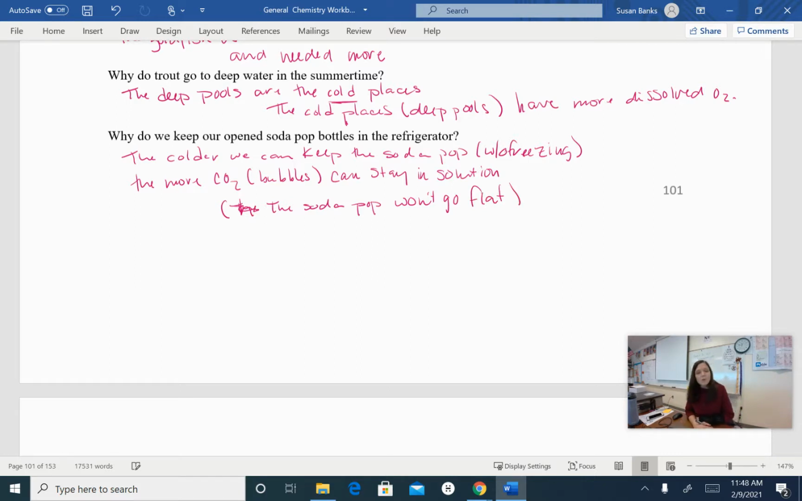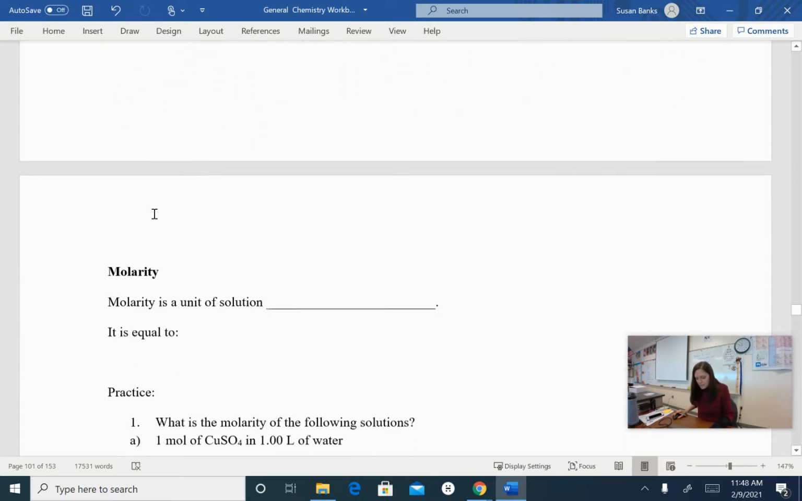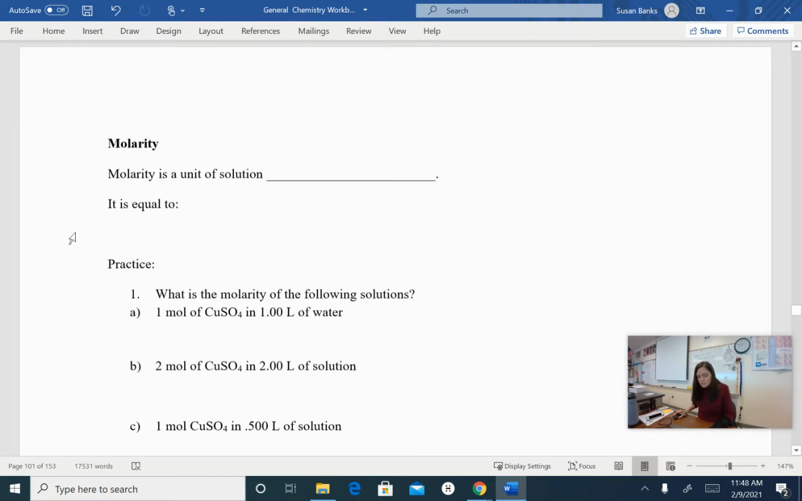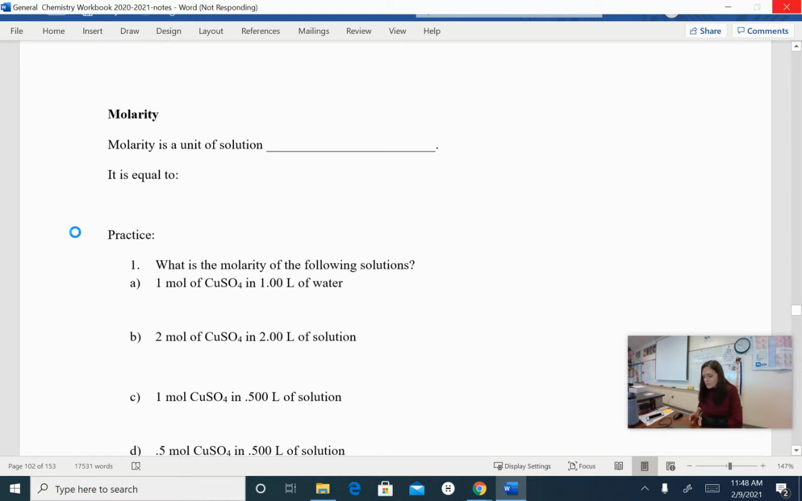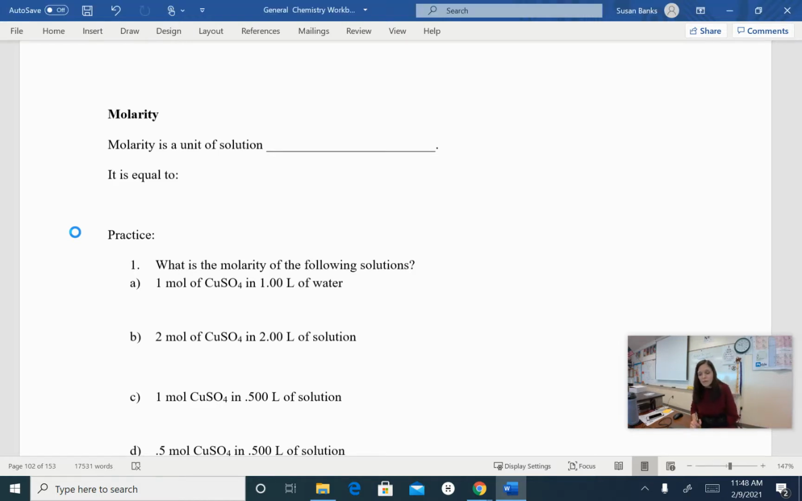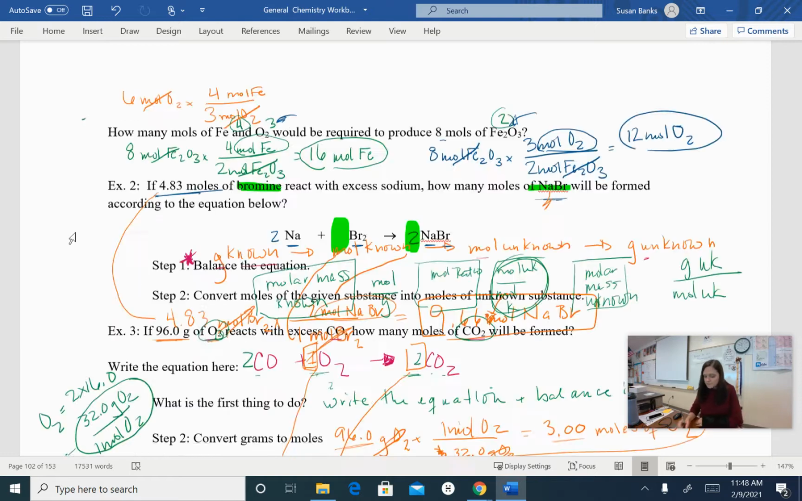Okay, so the colder we can keep that soda pop, the longer it will stay bubbly and not flat. All right, now we're going to start talking about molarity. Molarity is a unit of concentration. So molarity is designated with a big capital M.